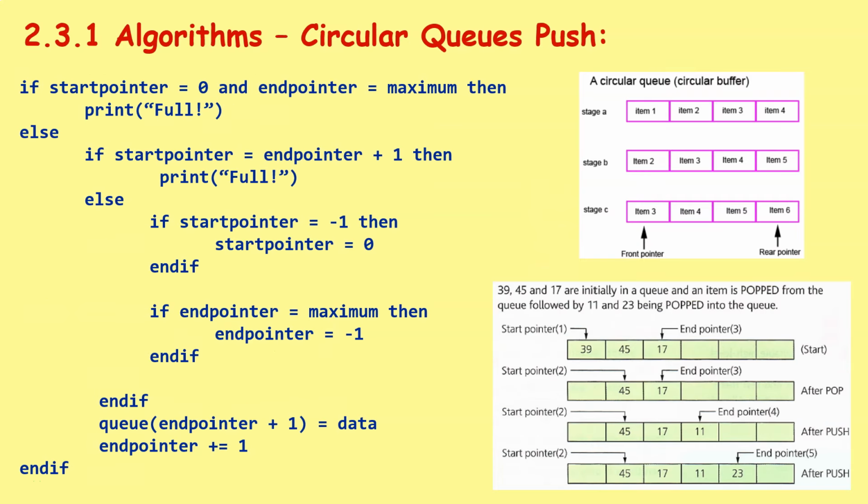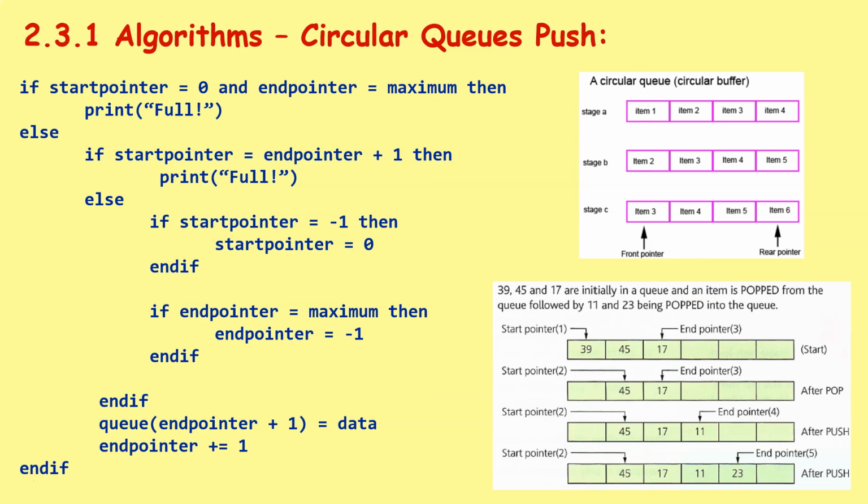Now let's take a look at circular queues and push. With a circular queue, there are two possibilities for it being full. If the start pointer is equal to 0 and the end pointer is maximum, then it's full and we need to report that to the user. But it could also be full if the start pointer equals the end pointer plus 1. So again, we need to report back to the user and stop.